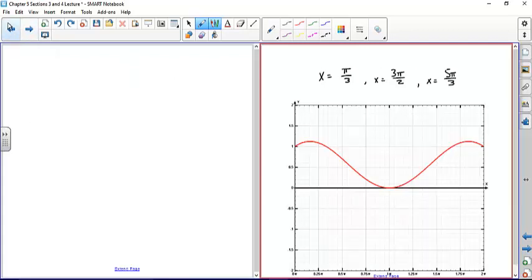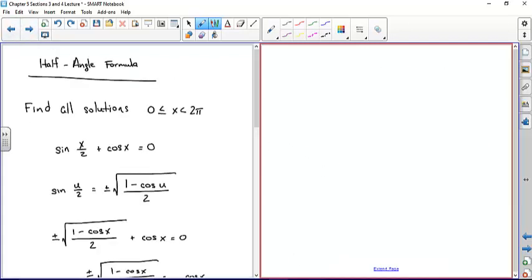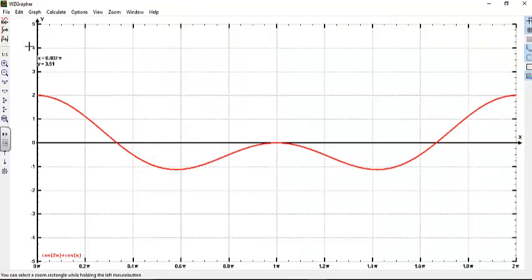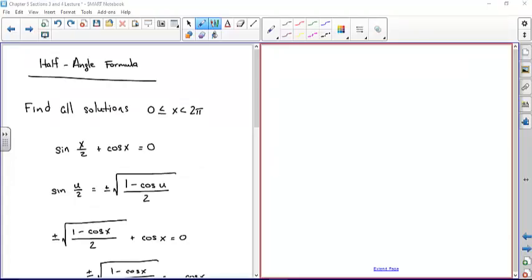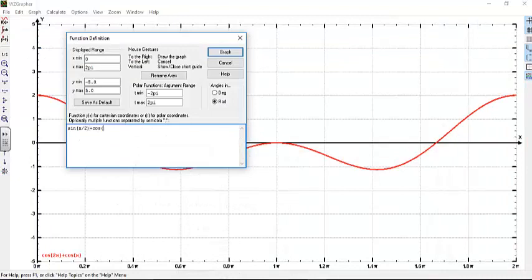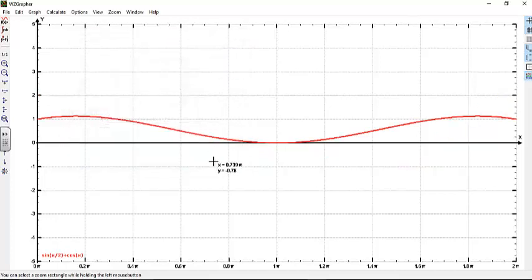Okay. Not sure why I had that there if it's not right. Okay, so we're going to plot the sine of x over 2 plus the cosine of x graph. Okay, so that's the same one, but that doesn't agree with what I just got.